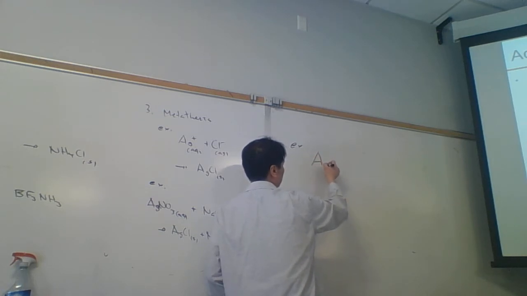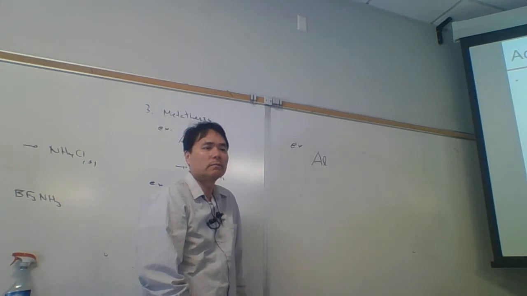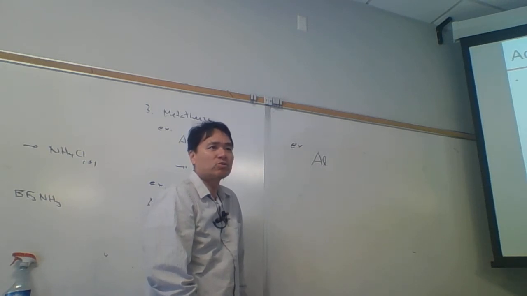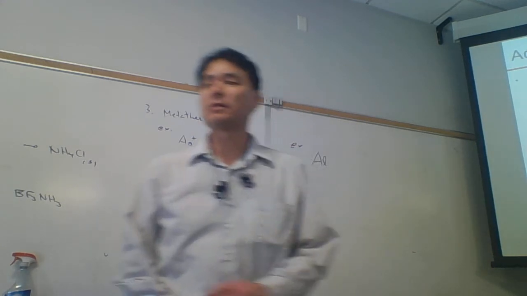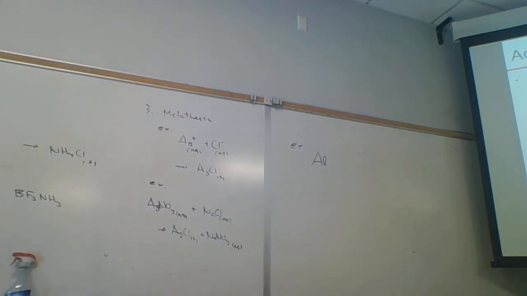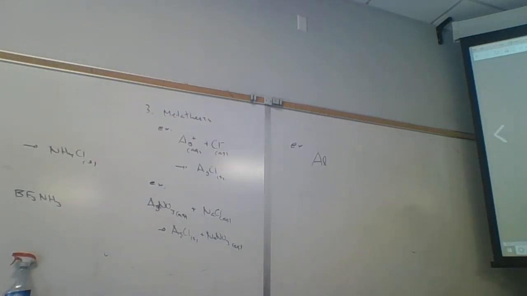Al. Al, what's the charge on Al? Al's a 3+. But this is the element, the solid aluminum. Solid aluminum element consists of a lattice that looks like this. This is the lattice for aluminum, nickel, silver, copper, and gold.